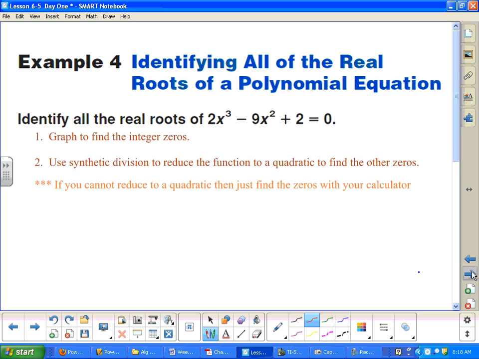Okay, our last example, this is a little bit tougher to do. We're going to end up using a lot of things that we know, and we're trying to find all of the real roots of a polynomial. So we're going to be using our calculator. We may end up using synthetic division. Okay.